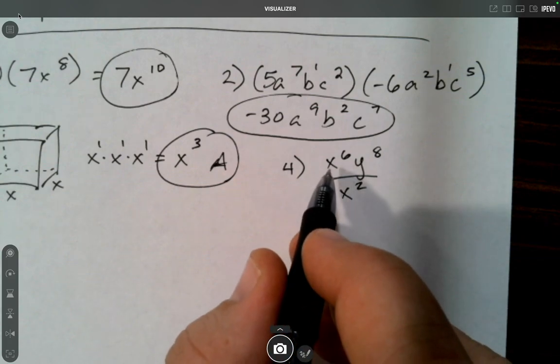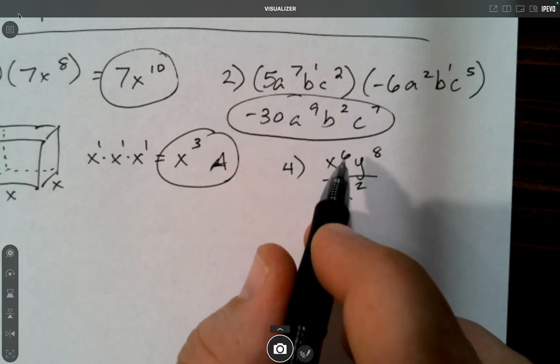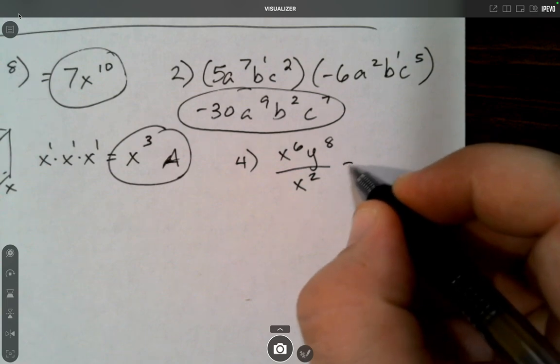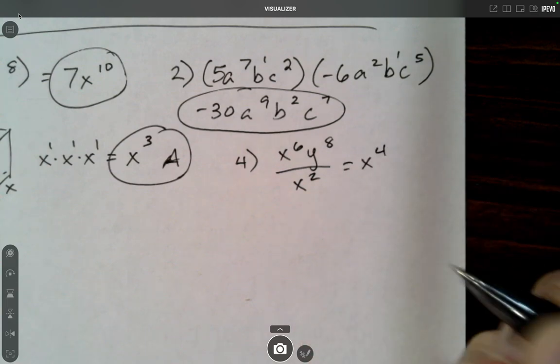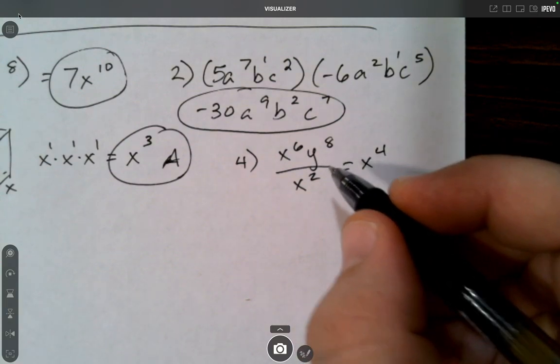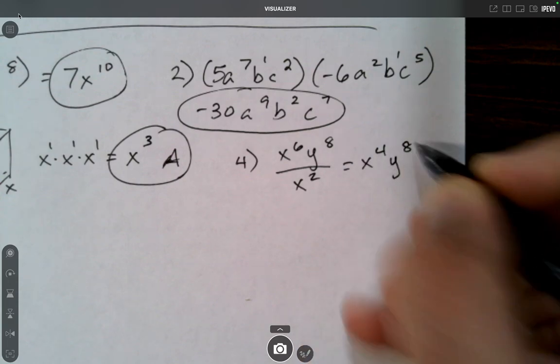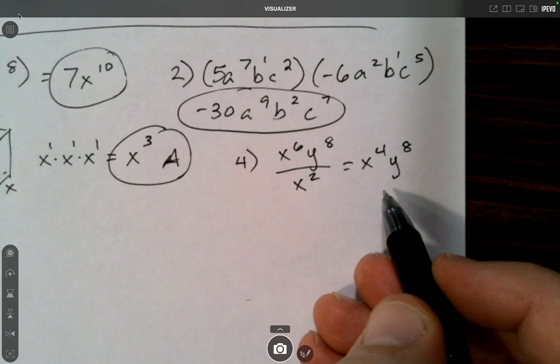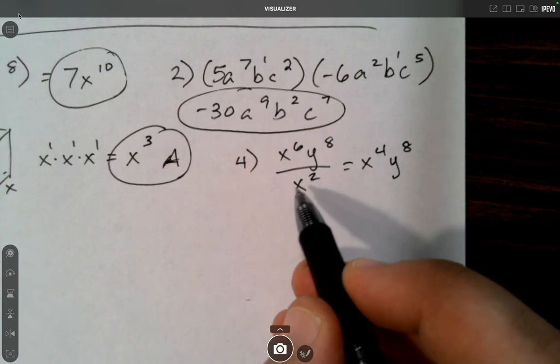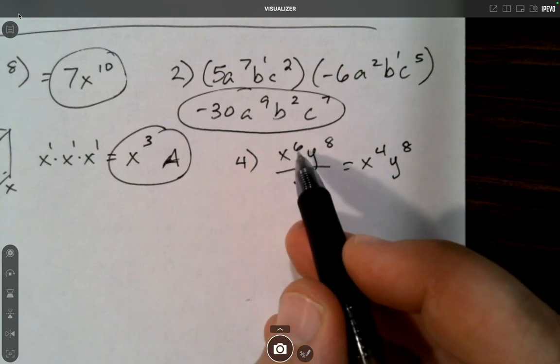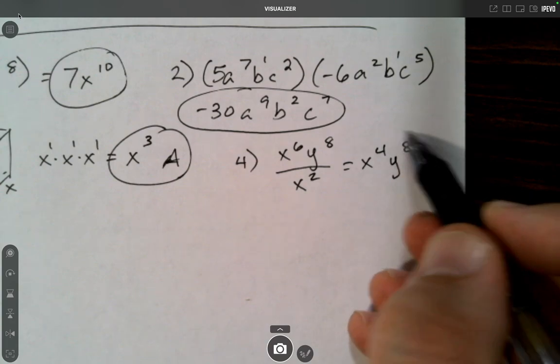So I have an x on top and an x on the bottom. 6 minus 2 is 4, so that becomes x to the 4th. And this is the only place y shows up, so it doesn't change, it just stays y to the 8th. So we end up with no denominator because essentially that x squared got canceled out and took 2 away from that, making it x to the 4th.